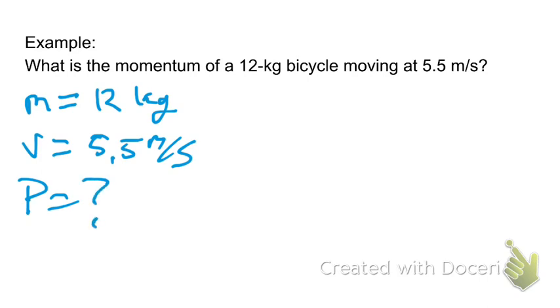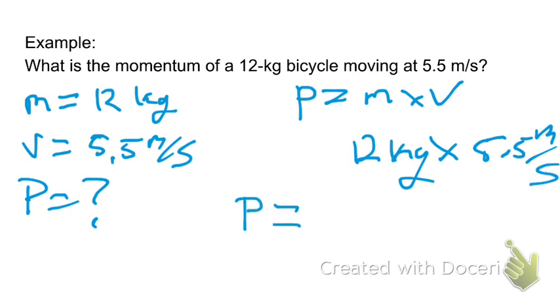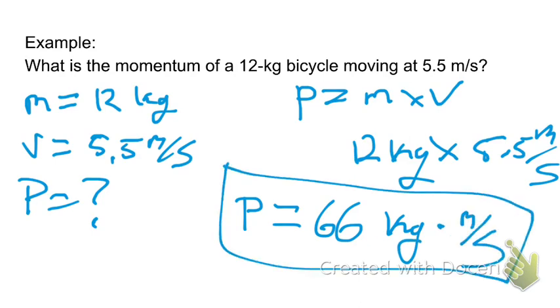We don't know what that is. So the equation we're going to use is momentum is equal to mass times velocity. So we're just going to plug in mass times velocity. And that comes out to what? When we take 12 times 5.5, we get 66. And then your unit is going to be kilograms times meters per second. There's your answer.